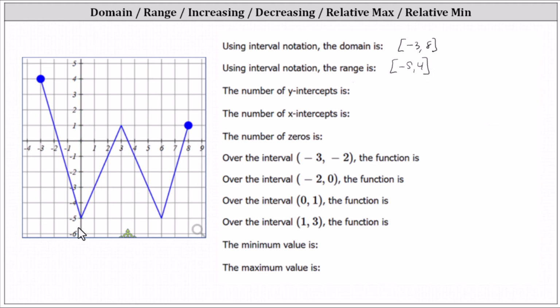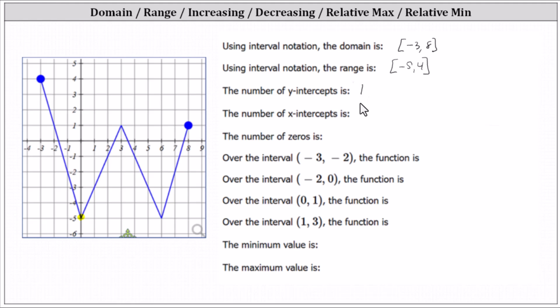Next, we want to determine the number of y-intercepts. A y-intercept is a point where the graph intersects the y or vertical axis. Notice we only have one y-intercept, this point here, the point (0, -5), and therefore we enter 1.